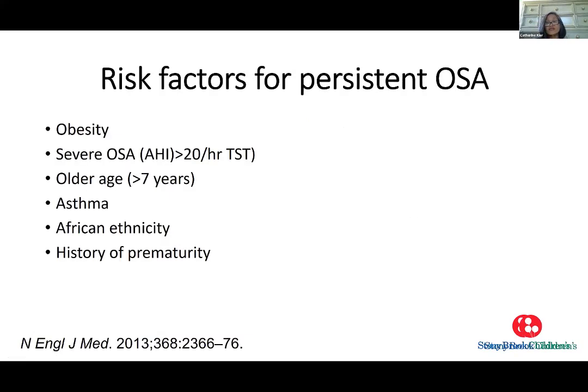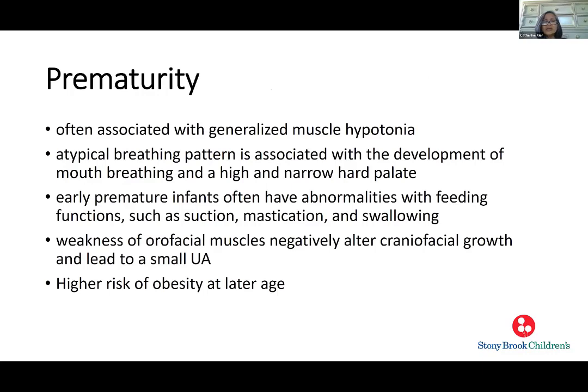So what are the risk factors for persistent OSA after adenotonsillar surgery? You can see the obese group, those who start with severe OSA, an AHI of over 20, the older patients, asthma, the African American population, and history of prematurity. So what are the factors that might really explain why premature babies are at increased risk of obstructive sleep apnea? For a number of reasons.